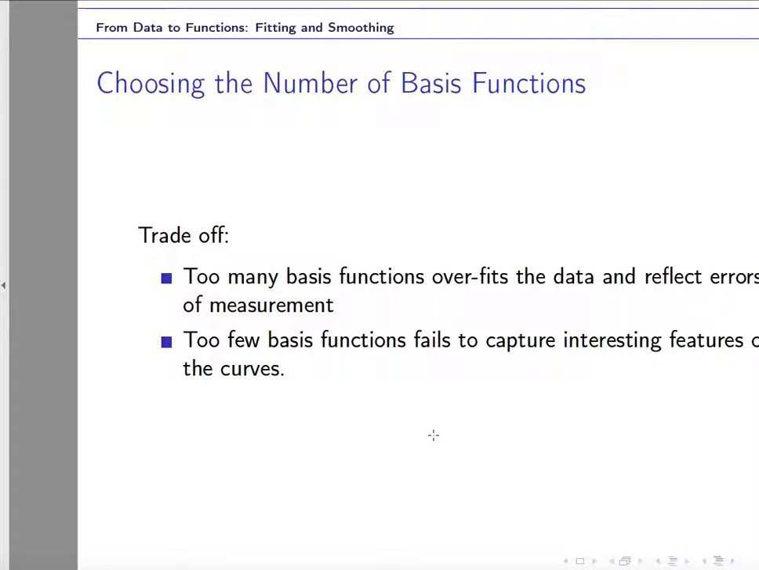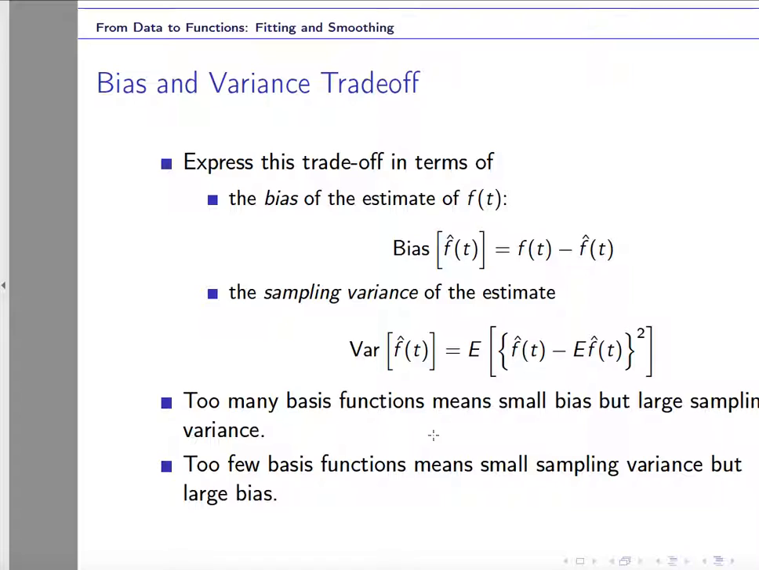So when choosing the number of basis functions, we have to make a trade-off. If we use too many basis functions, we will overfit the data, and we may follow the error of the measurement. And if we have too few basis functions, we may lose the flexibility to capture interesting features of the curve. So this is the same theme as the trade-off between bias and variance.